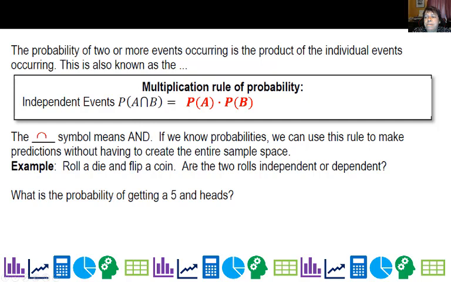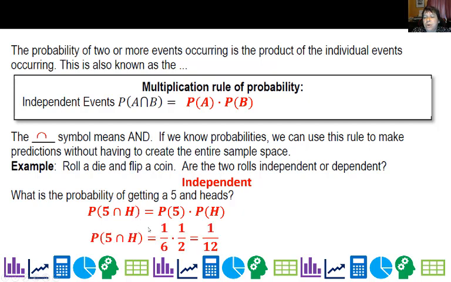Now, rolling a die and flipping a coin. Are the roll and the flip independent or dependent? They're independent. So what's the probability of getting a 5 and heads? I would write it, the probability of 5 and heads is the probability of getting a 5 and then the probability of getting a head. So I'm doing it in that order. So it would be 1/6 times 1/2, which is 1/12. You just multiply the probabilities, so it's pretty easy.